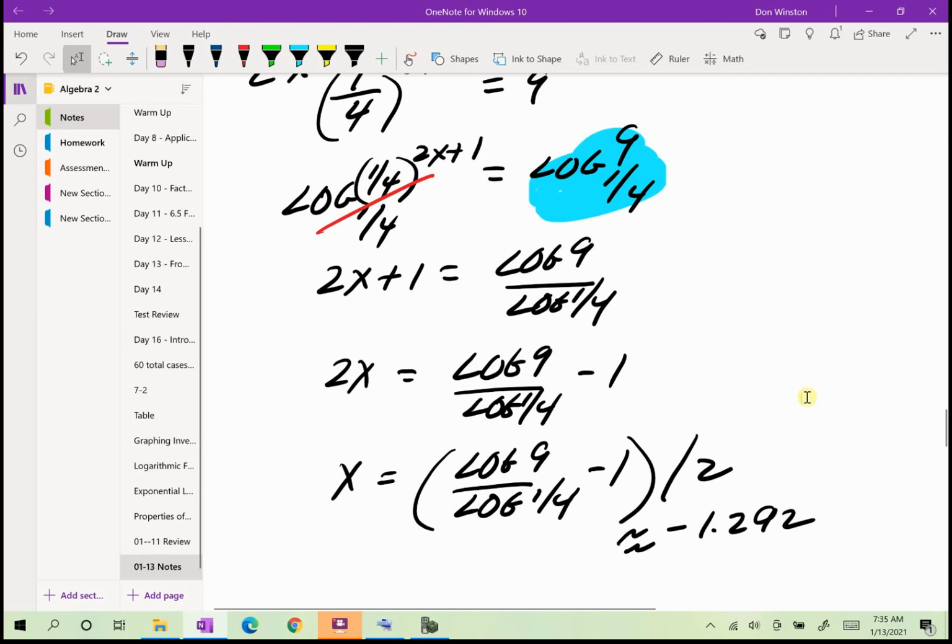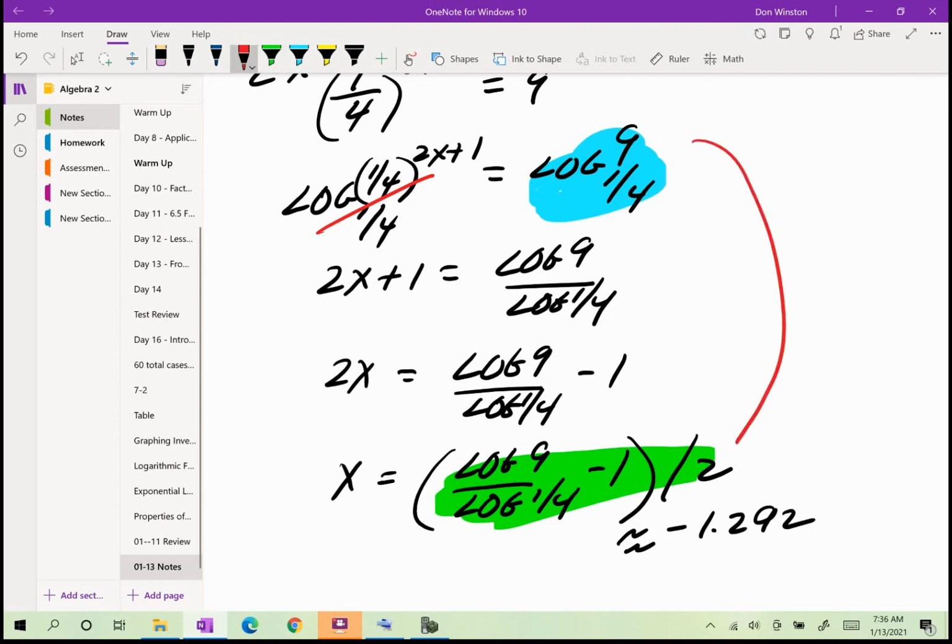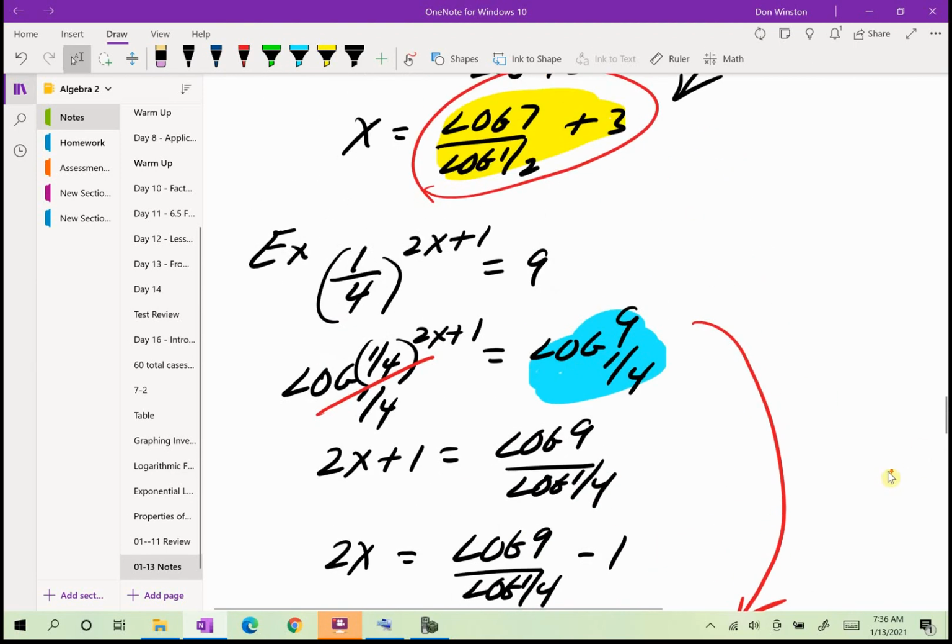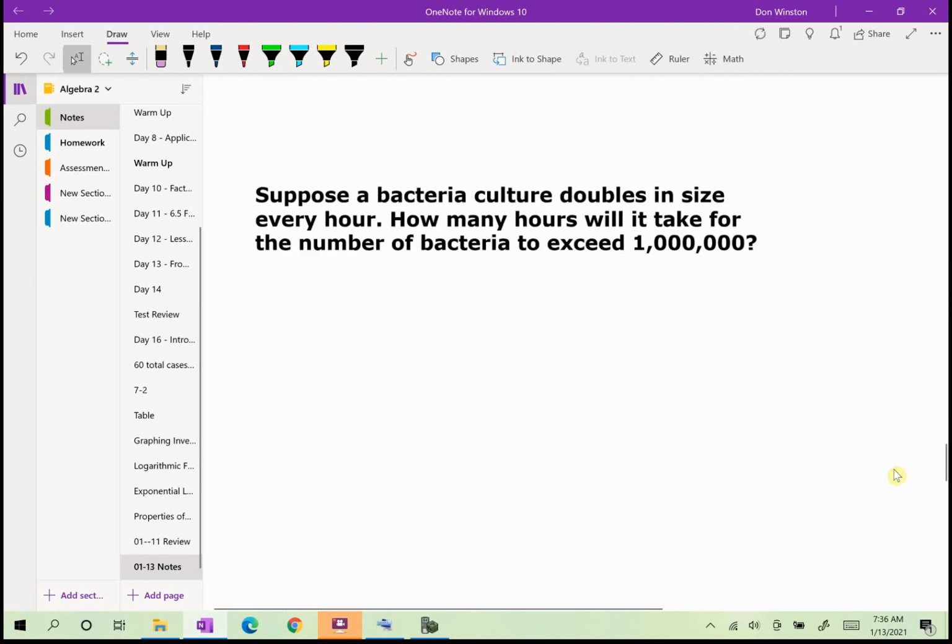And so again, on the test, I would be looking for this answer. I need to see how you got from the beginning to the end. And again, I could have used a common log of both sides as well. All right, so here, let's go back up to this.